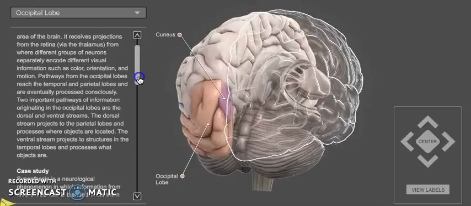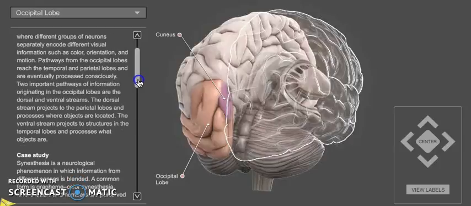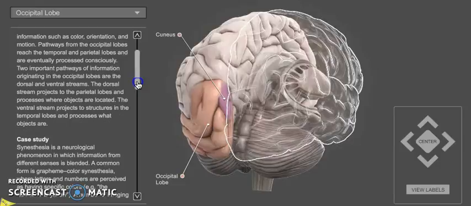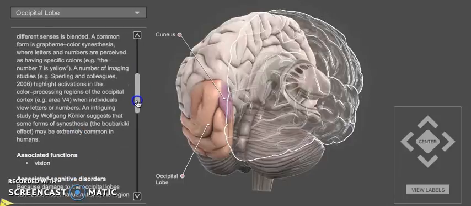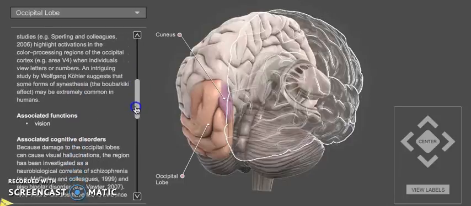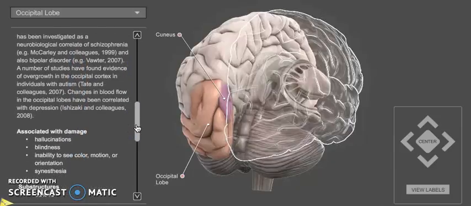Two important pathways of information originating in the occipital lobes are the dorsal and ventral streams. The dorsal stream projects to the parietal lobes and processes where objects are located, and the ventral stream projects to structures in the temporal lobes and processes what objects are. And then, of course, the associated function is vision, and if you get damaged here, you can see experiences of hallucinations, blindness, the inability to see color, motion, or orientation, and synesthesia.